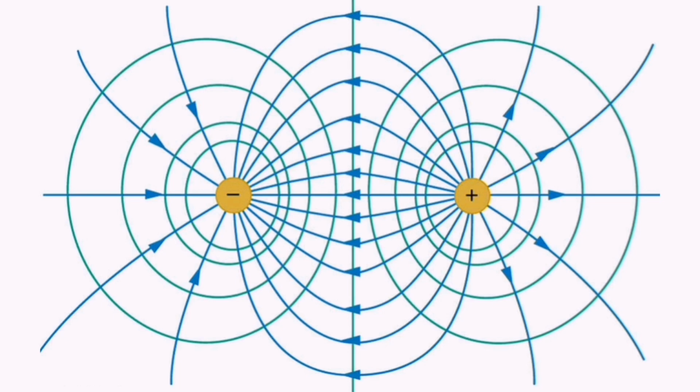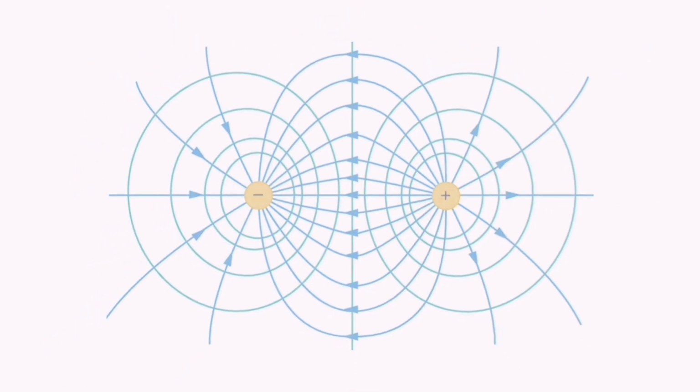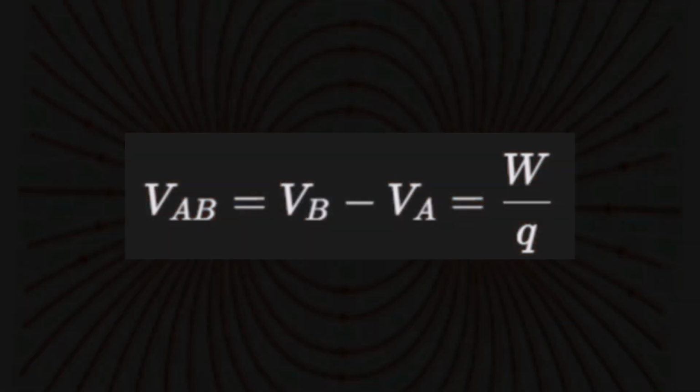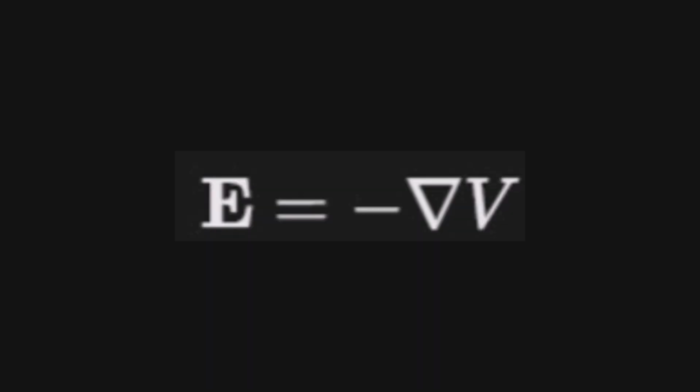What matters in most practical applications is the difference in potential, or voltage. This tells us the work done per unit charge when moving between two points. On the other hand, the electric field can be expressed as the rate of change of electric potential. This means that in regions where the potential changes rapidly, the electric field is strong.